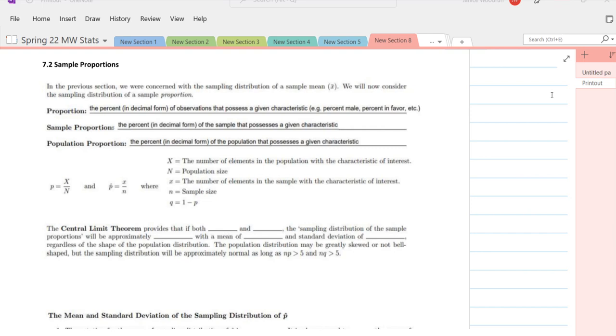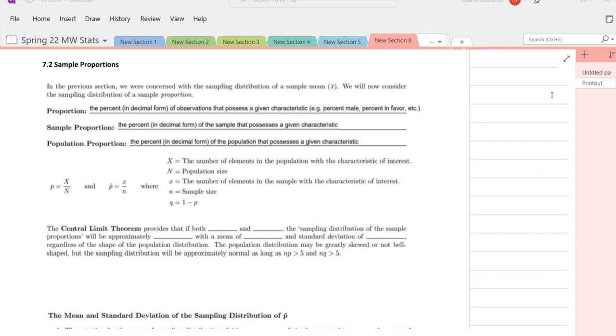Okay, we'll go ahead and get started here. We have this last little part of Chapter 7 where we are talking about sample proportions now. So before we were talking about sampling distributions, now we're going to talk about proportions. So you're going to see these as percentages.